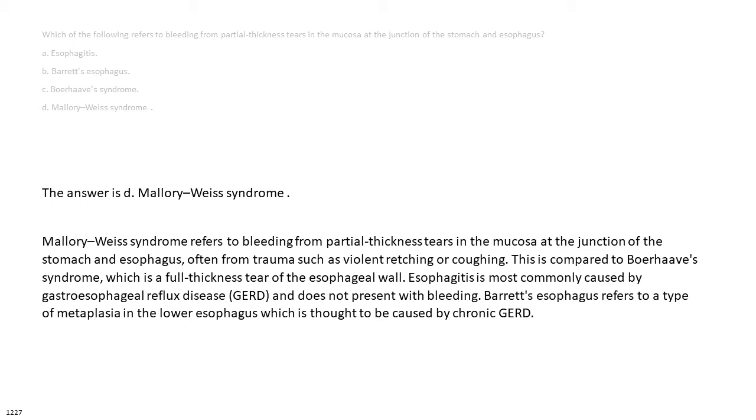Mallory-Weiss syndrome refers to bleeding from partial thickness tears in the mucosa at the junction of the stomach and esophagus, often from traumas such as violent retching or coughing. This is compared to Boerhaave syndrome, which is a full thickness tear of the esophageal wall. Esophagitis is most commonly caused by gastroesophageal reflux disease, GERD, and does not present with bleeding. Barrett's esophagus refers to a type of metaplasia in the lower esophagus which is thought to be caused by chronic GERD.